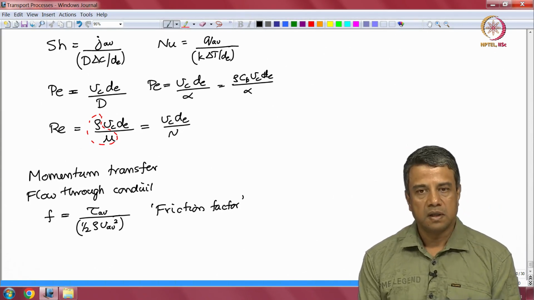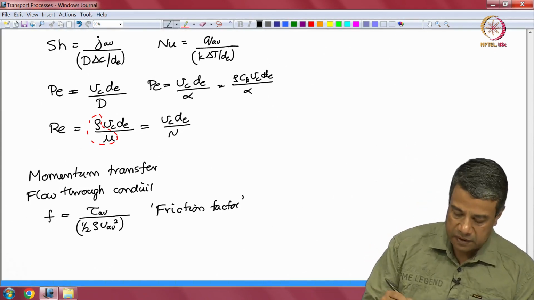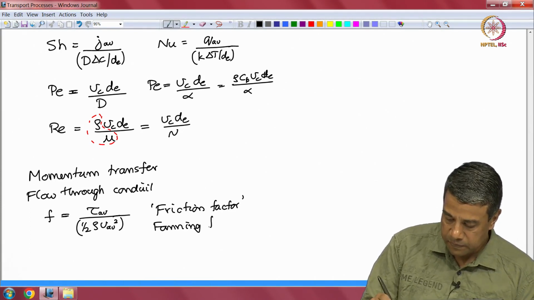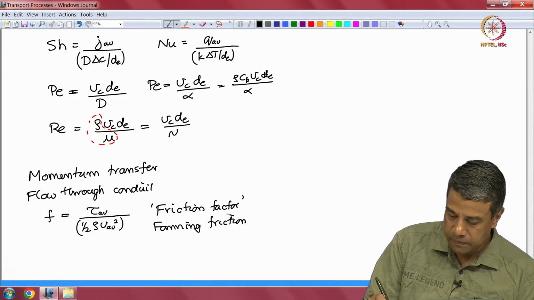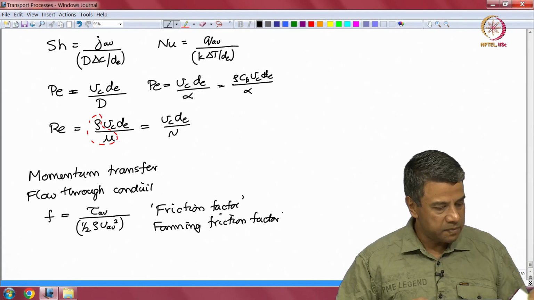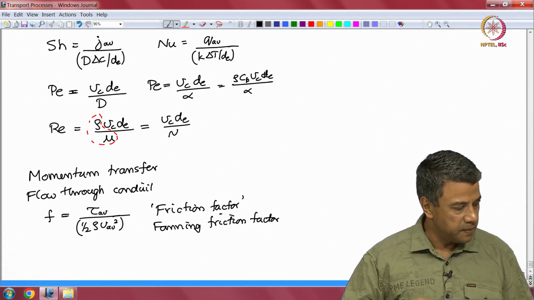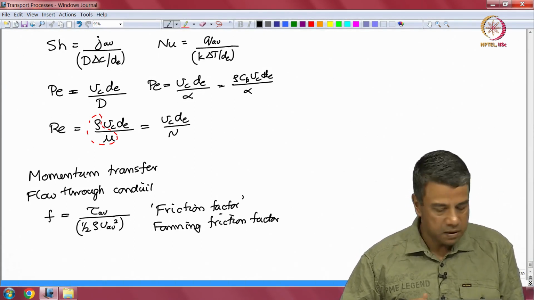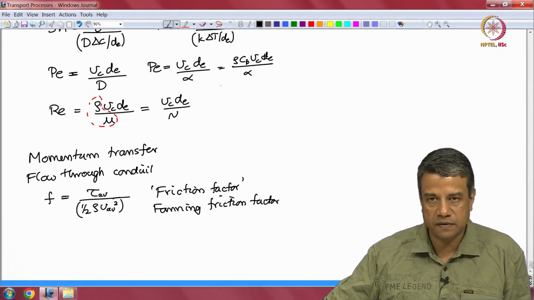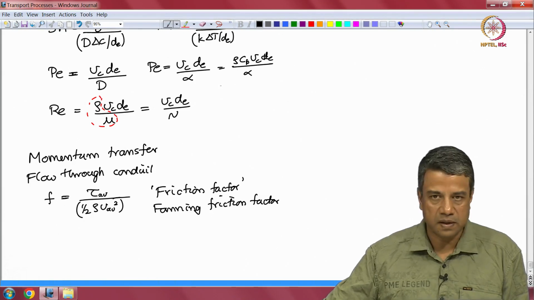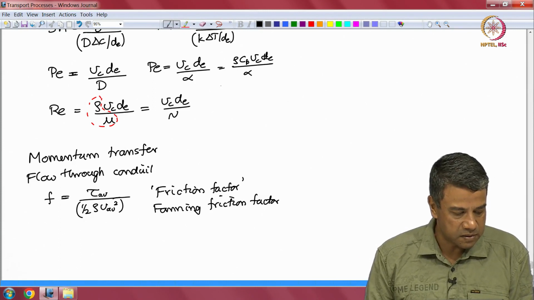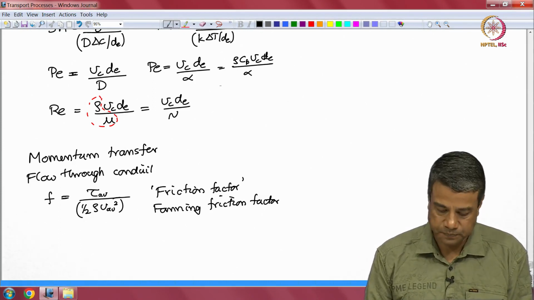I should note that this is what is called the Fanning friction factor. One has to be careful because in different notations the definitions of friction factors differ. So, this particular friction factor which I am writing here is the Fanning friction factor.